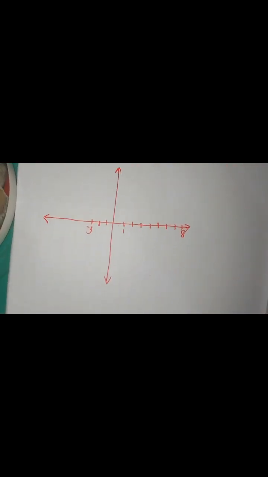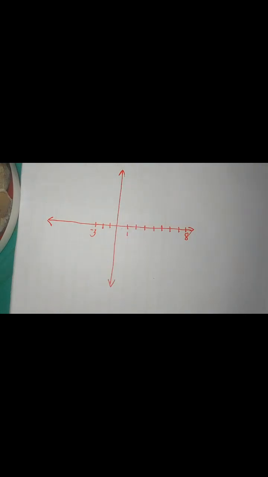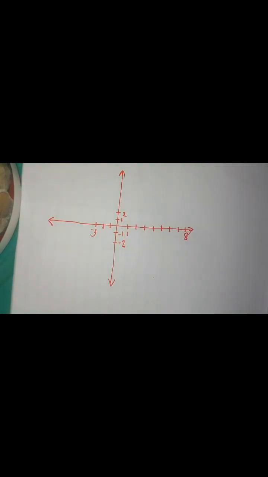1, 2, 3, 4, 5, 6, 7, 8. Ito 1, 2, negative 3. Oops, sorry. 1, 2, negative 1, negative 2. Okay, let's try to plot the points.